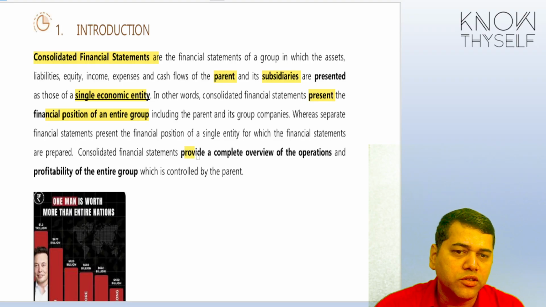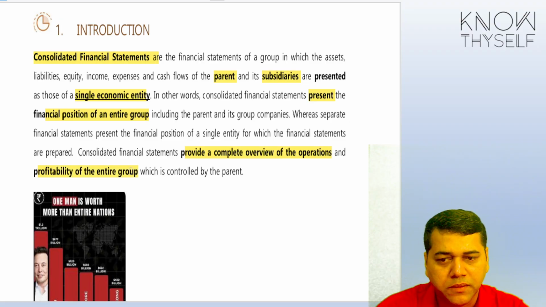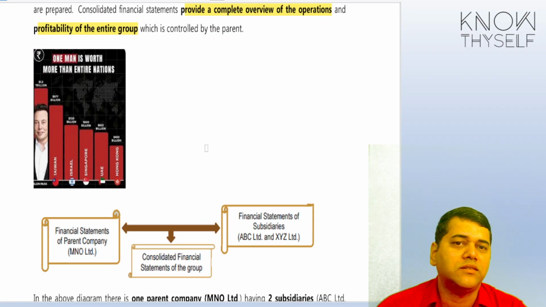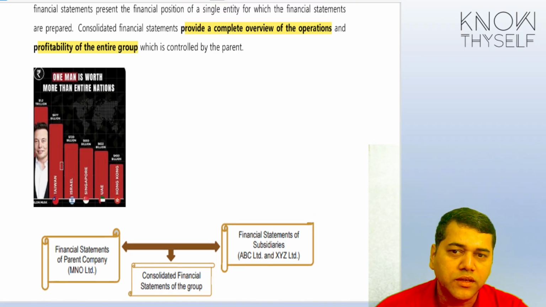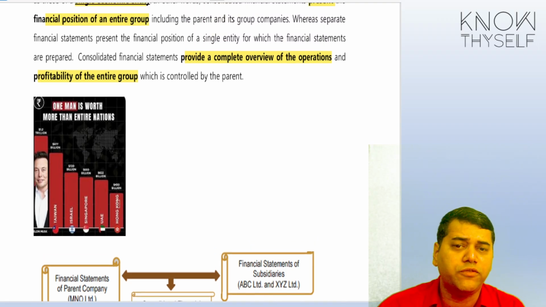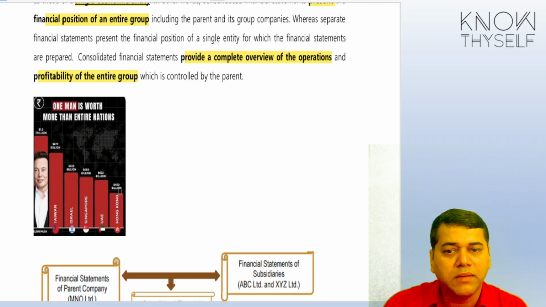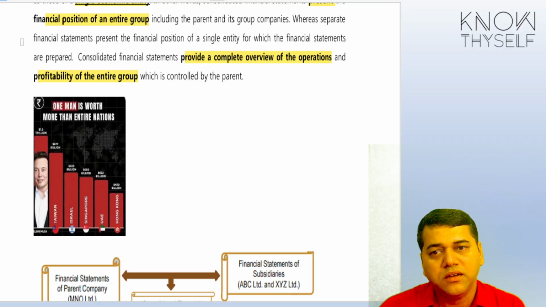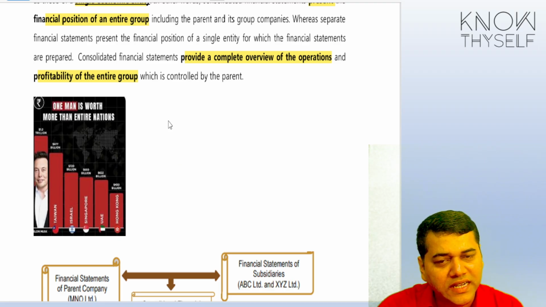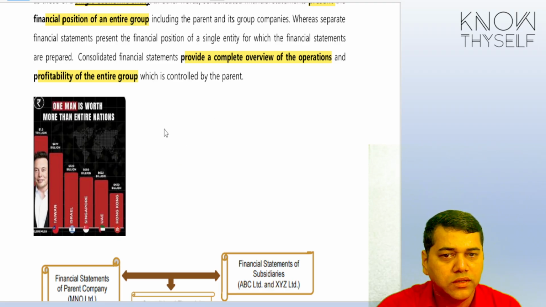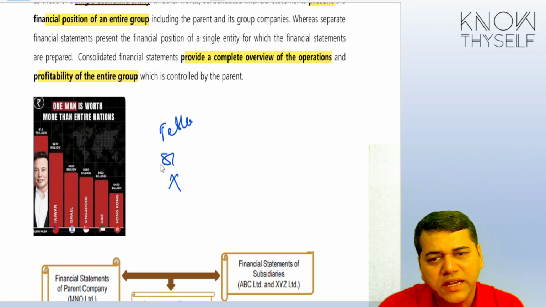Now why is it required? Because it provides a complete overview of the operations and profitability of the group. For example, we know that Elon Musk is the richest person on earth now. If you add the total GDP of around 50 countries, you will match one person's wealth. But when we get such a perspective, did this entire money come from one source for him? Is it Tesla only? No, he has SpaceX and so many ventures.